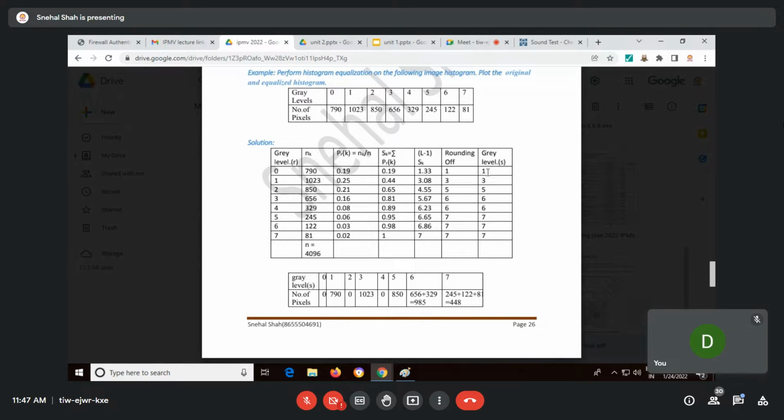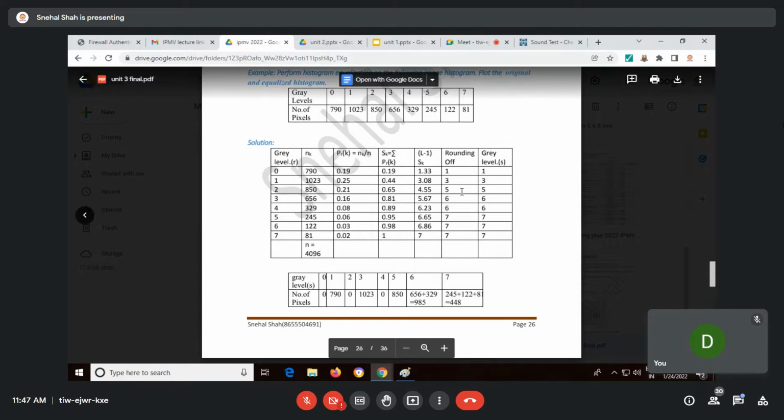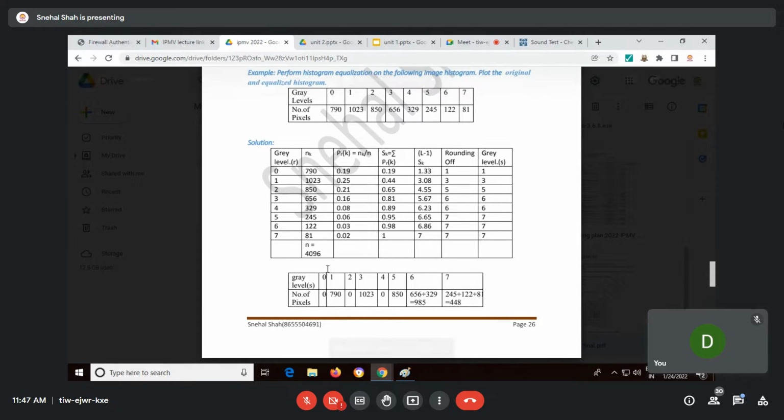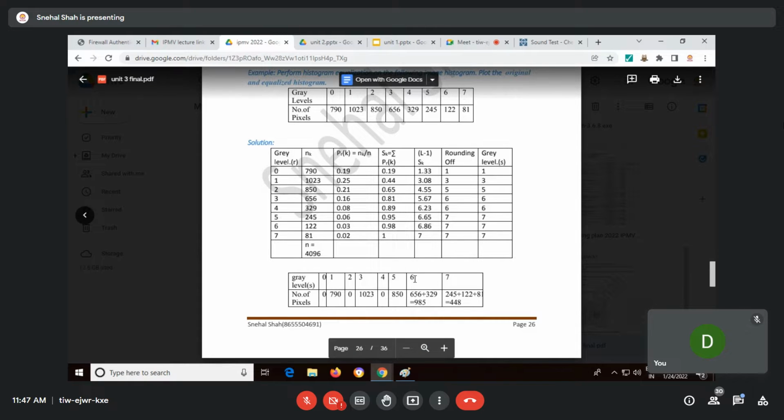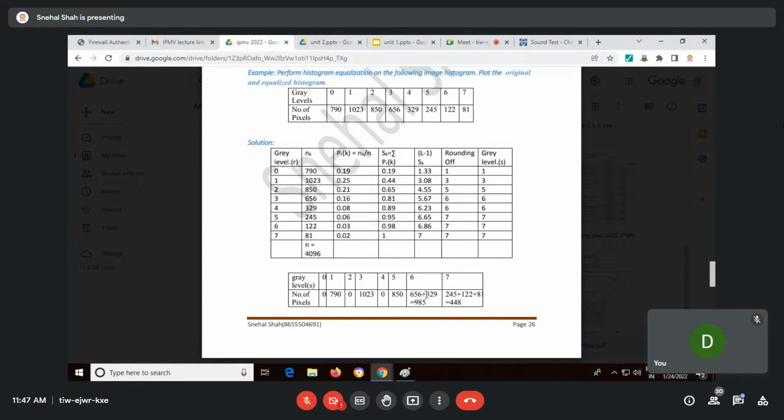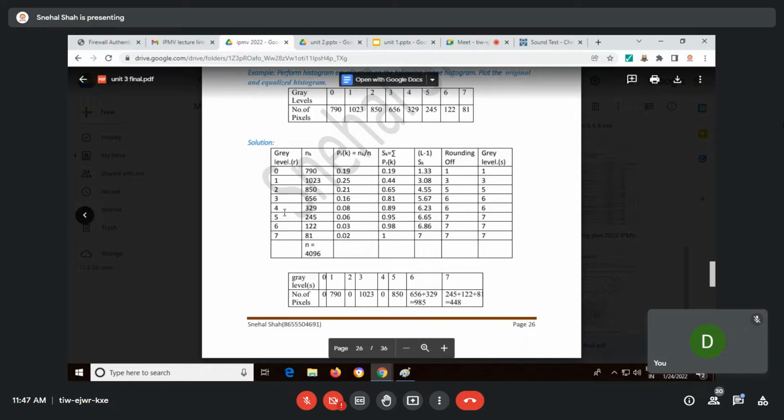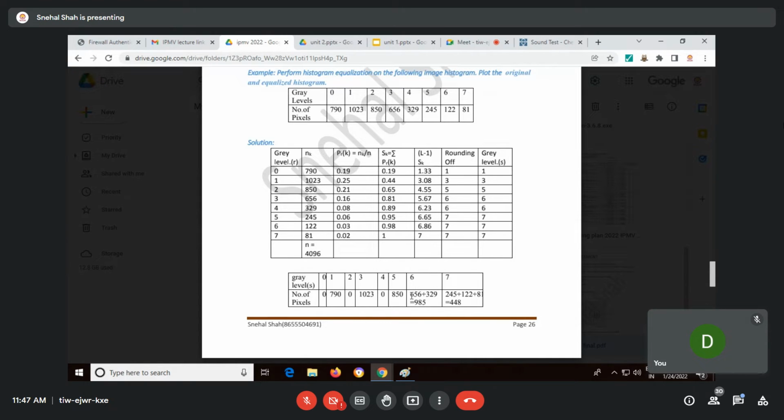The round off value indicates the new gray level value. I have written it in the last column, that is, the gray level S indicates the new image. After that, you have to write down this table in this form: gray levels 0 to 7. We know the gray levels, so as per the given input image, we have to write down the gray levels 0 to 7.